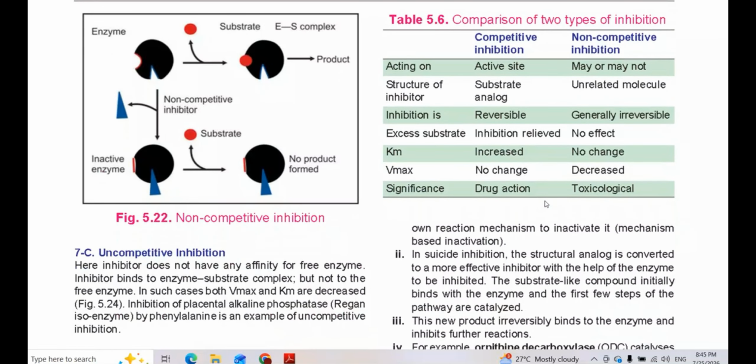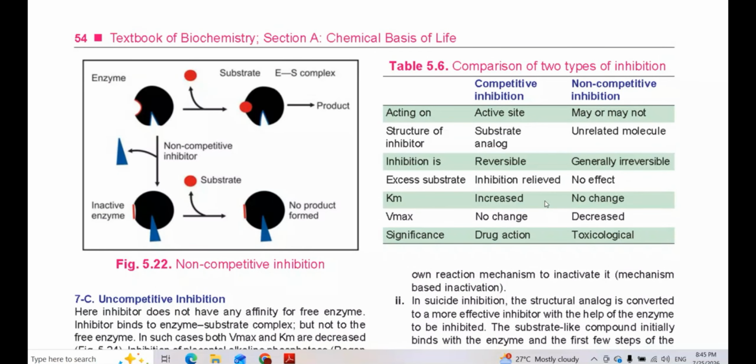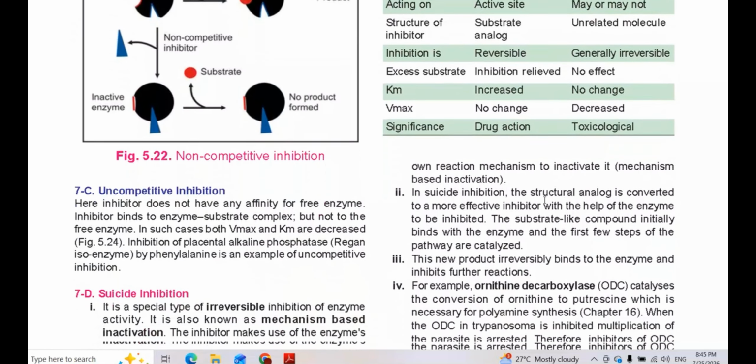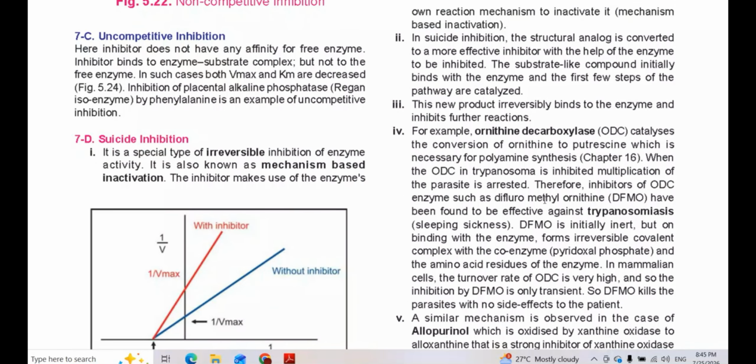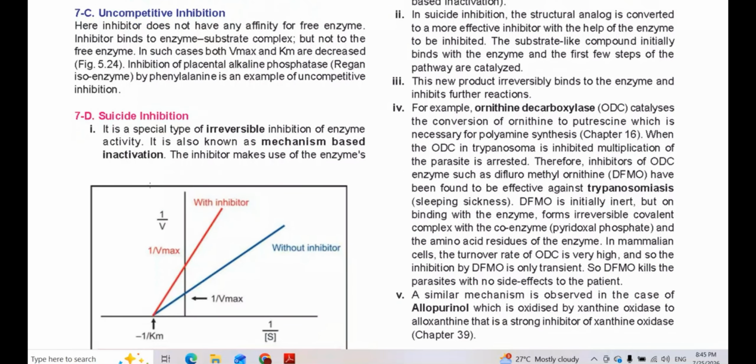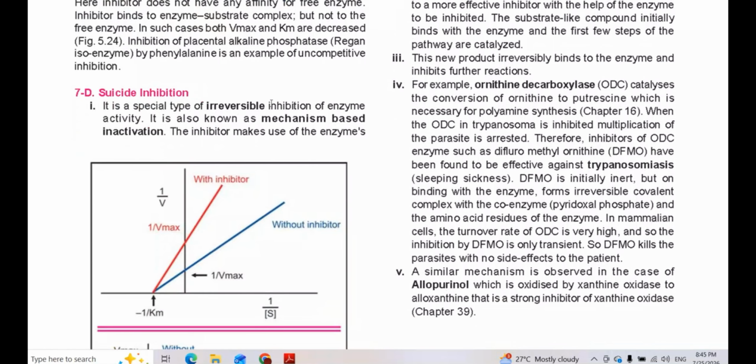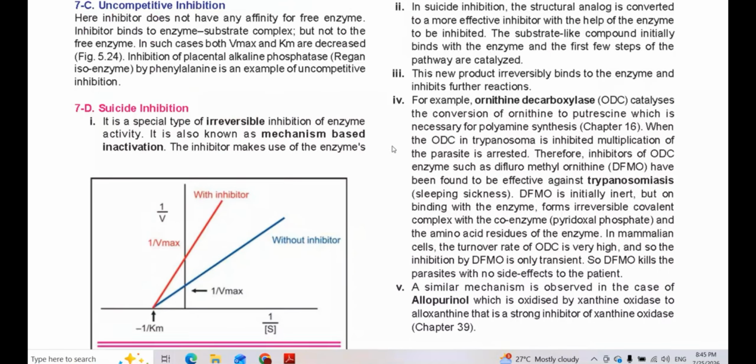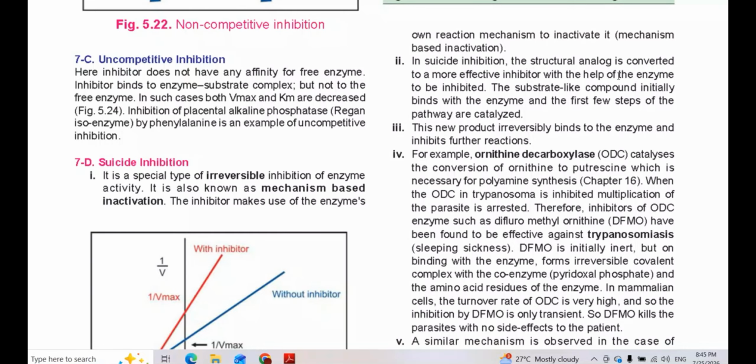Another important inhibition we want to highlight here is suicide inhibition. What is it? Actually, it is a special type of irreversible inhibition of enzyme activity, also known as mechanism-based inactivation. The inhibitor makes use of the enzyme's own reaction mechanism to inactivate it. In suicide inhibition, the structural analog is converted to a more effective inhibitor with the help of the enzyme to be inhibited. The substrate-like compound initially binds with the enzyme and the first few steps of the pathway are catalyzed. This new product irreversibly binds to the enzyme and inhibits further reactions.